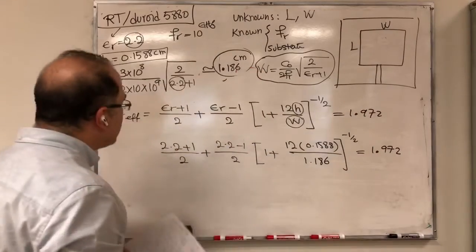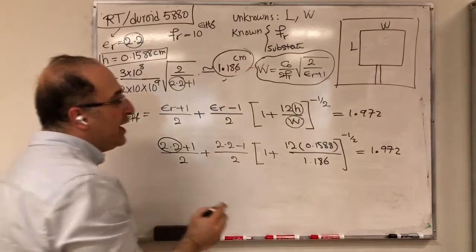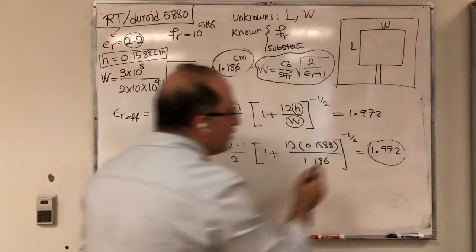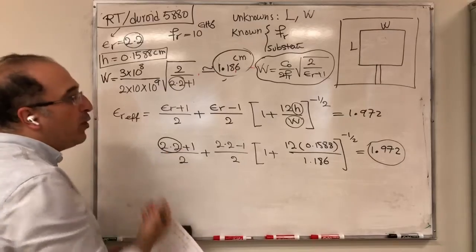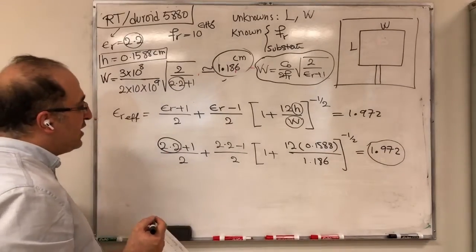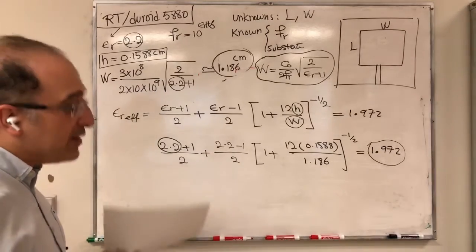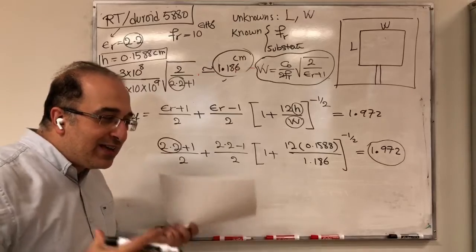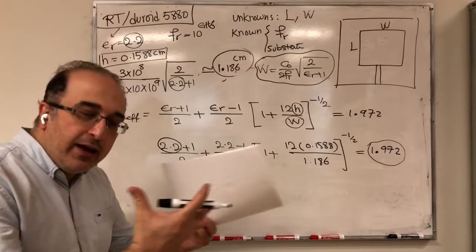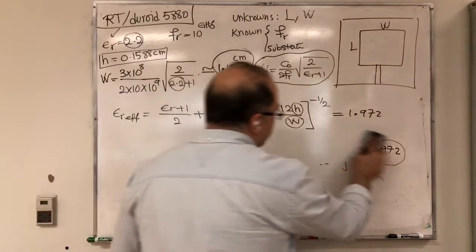So you see, I started with a 2.2 permittivity, but I ended up with 1.9. So it's still closer to 2.2 than 1, which is air, but a little bit smaller because of the effect of the air. So now this is my epsilon R effective. That sort of encapsulates the effect of air and the dielectric substrate. So that's about this one.